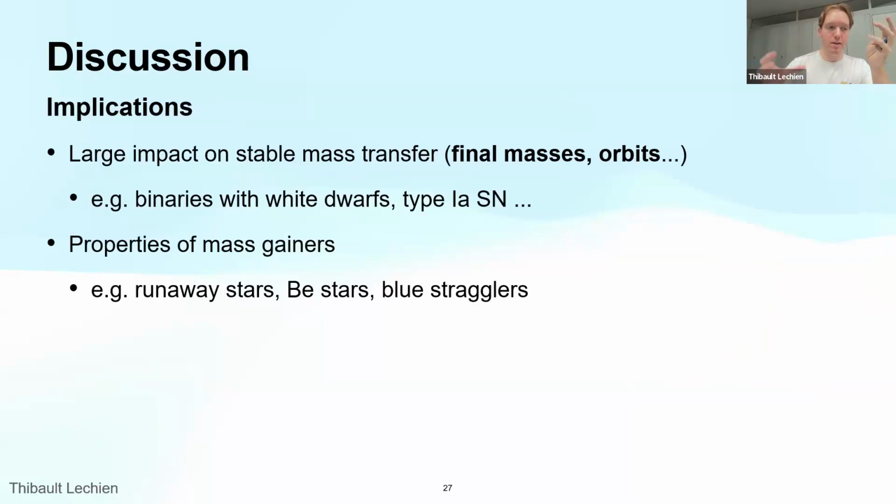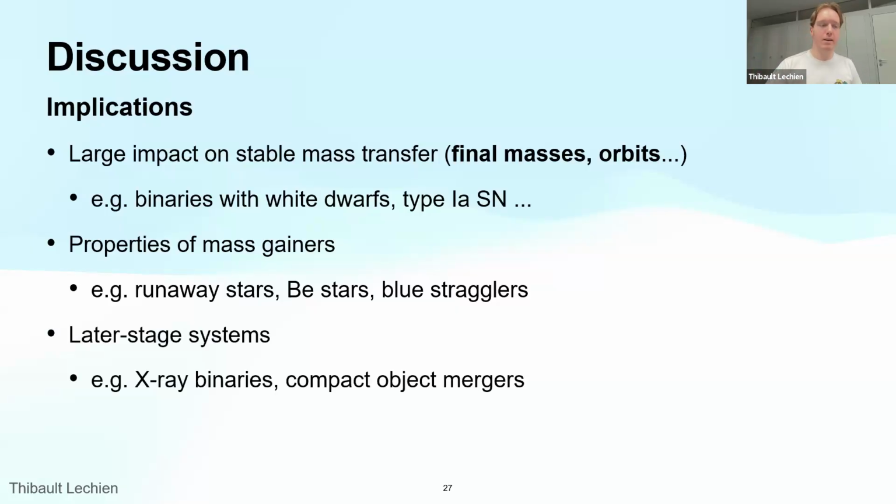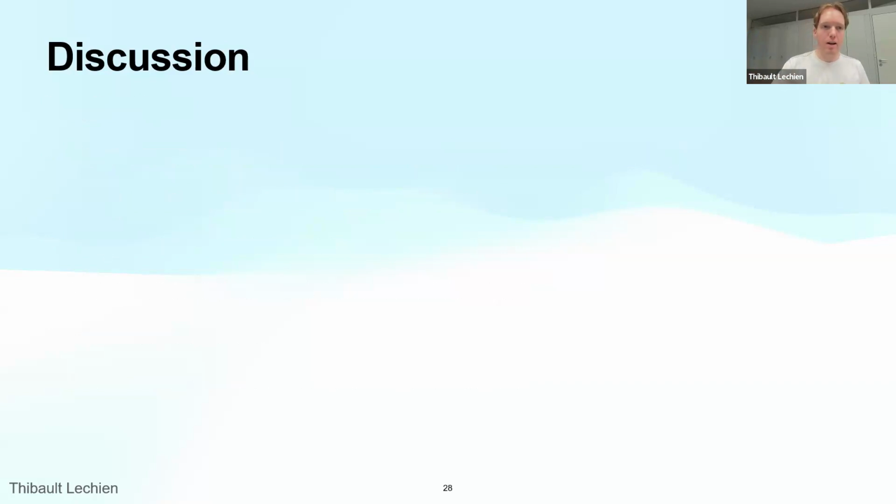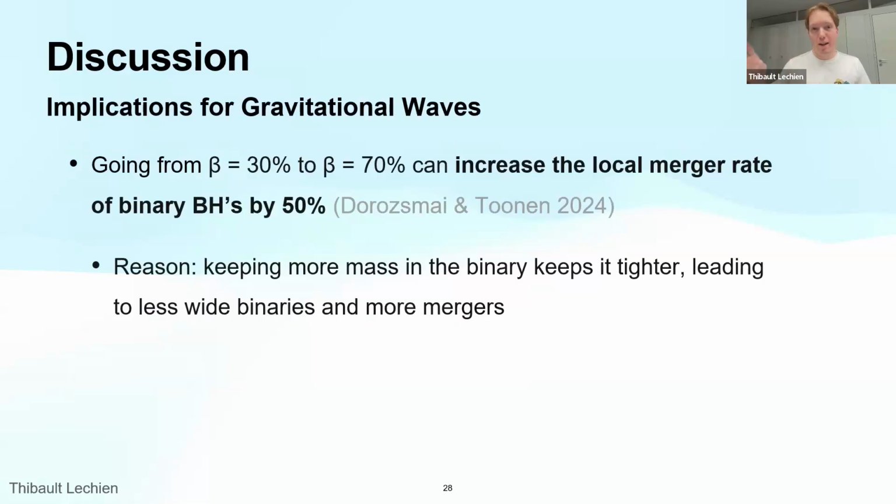Additionally, it'll affect the properties of these companion stars, so of mass gainers. If you accrete like 50% of your initial mass, your internal structure is going to change a lot, and therefore your evolution. And then, of course, any later stage systems after this evolutionary stage will also be affected. And so, for gravitational waves, for example, right at the end of the lives of stars, there have been previous studies that have shown if you increase the mass transfer efficiency, you can drastically increase the local merger rate of binary black holes, which is another reason why this finding can be important.